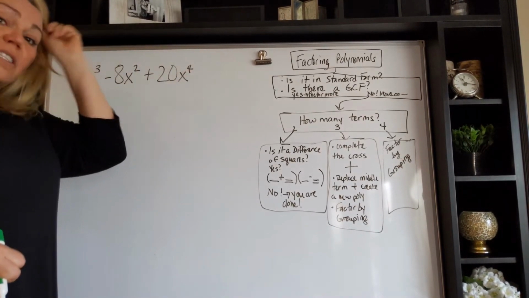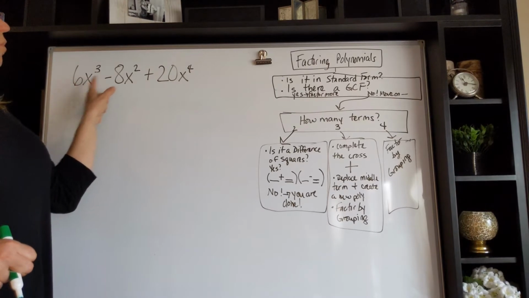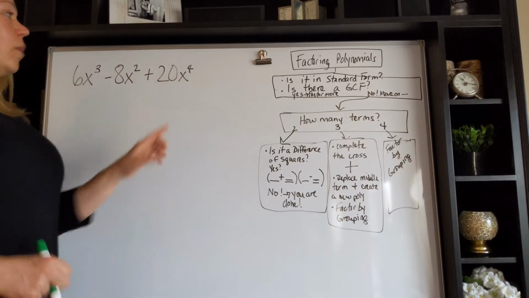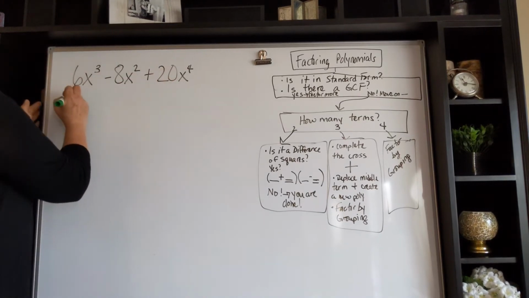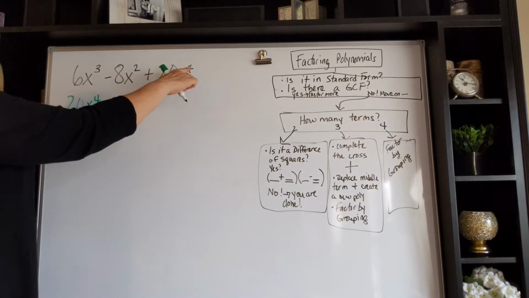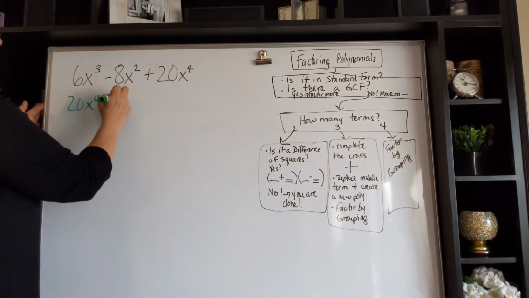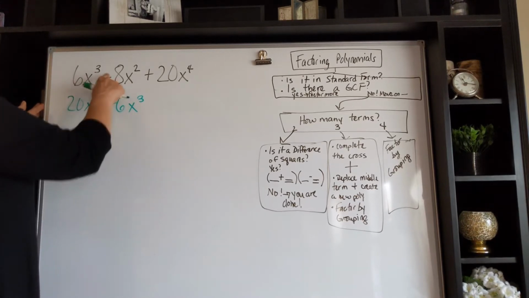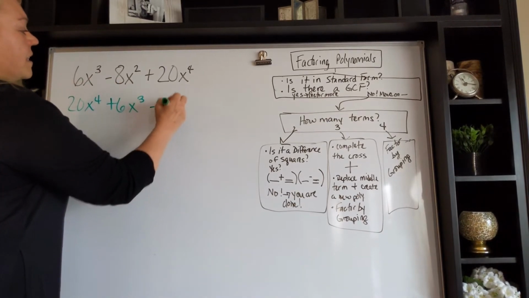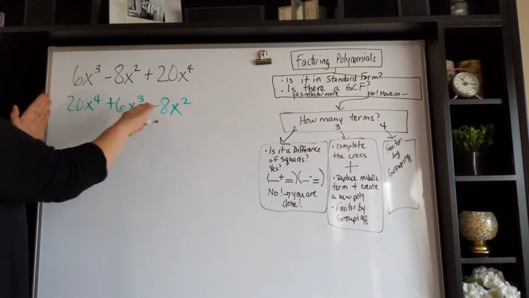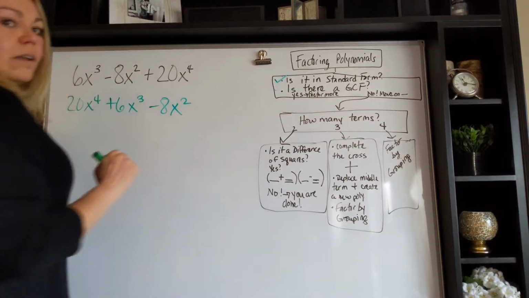So the very first thing that I'm going to have to do is move these expressions so that they are in standard form. So I'm going to put this 20x to the fourth first because it has the highest exponent. I'm going to then follow with 6x to the third because that's the next highest exponent, and then minus x squared. And now it's in descending order, 4, 3, 2. So it's in standard form. Did it.